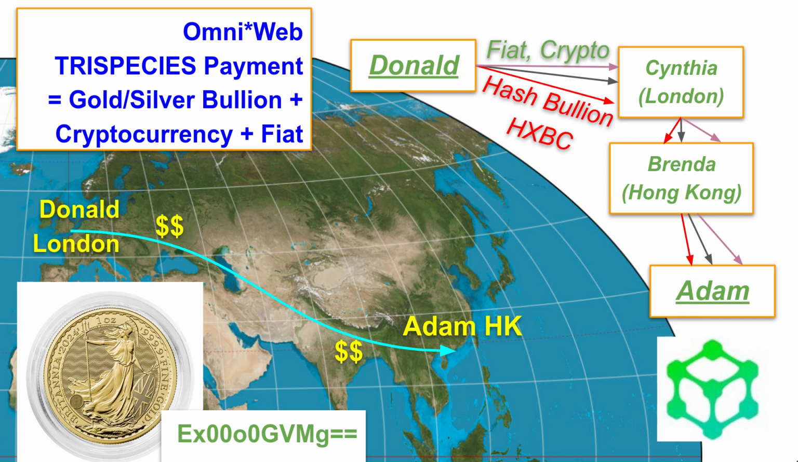When Donald in London wishes to make a payment to Adam in Hong Kong using OmniStar hash bullion, Donald appoints Cynthia as the agent in London and Adam appoints Brenda as the agent in Hong Kong. We use the initials ABCD for convenience.